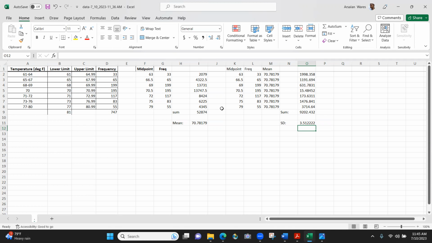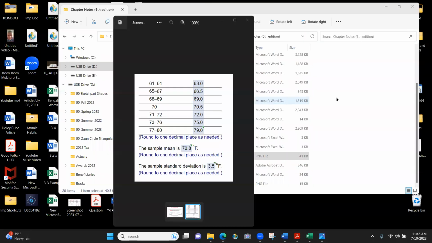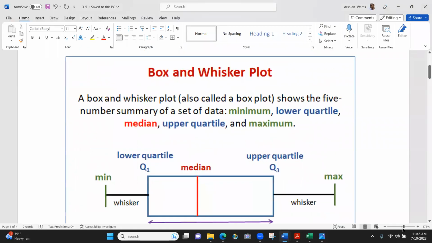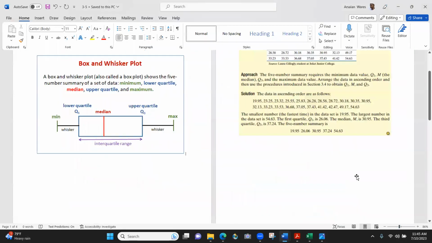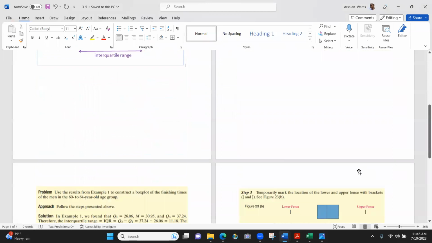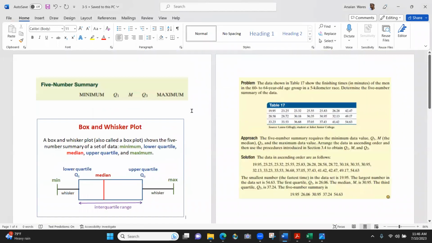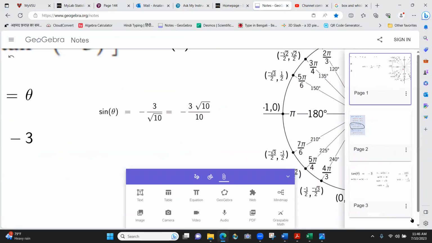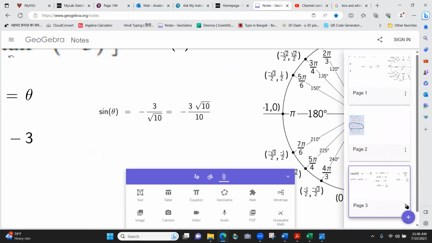I hope that helps. We are now going to start 3.5. The good news is 3.5 is a fairly easy chapter, very easy. I'm going to walk you through a couple of slides because these are hard to draw. So it's called a five number summary. What is a 5-number summary? Let's find out.